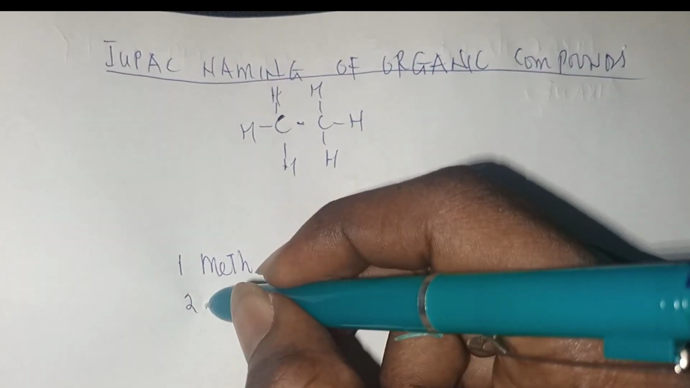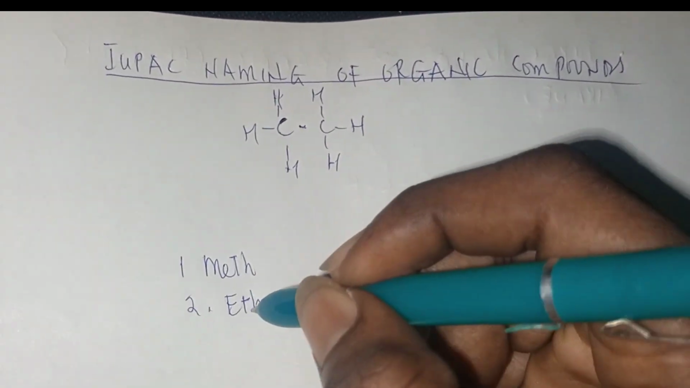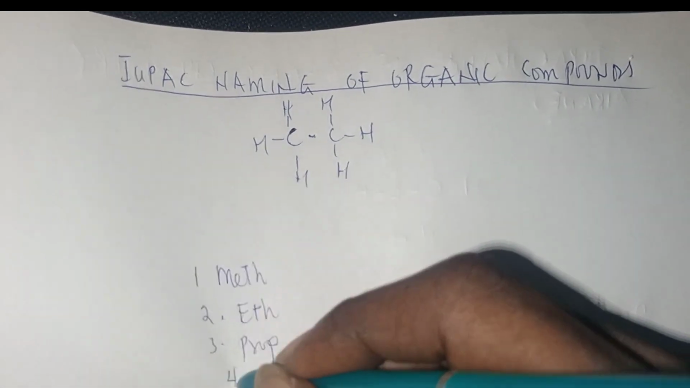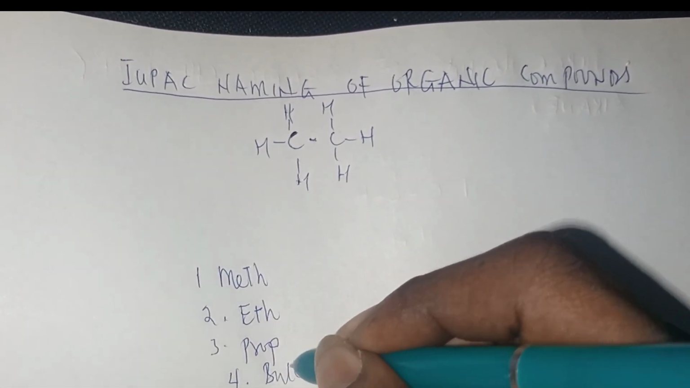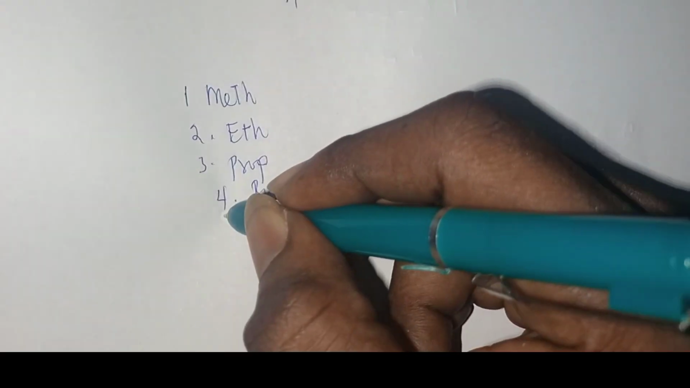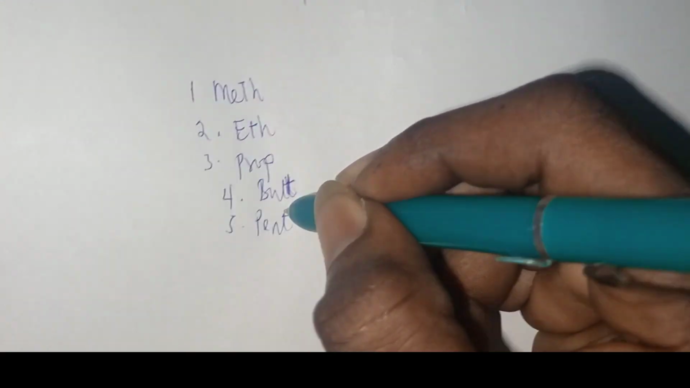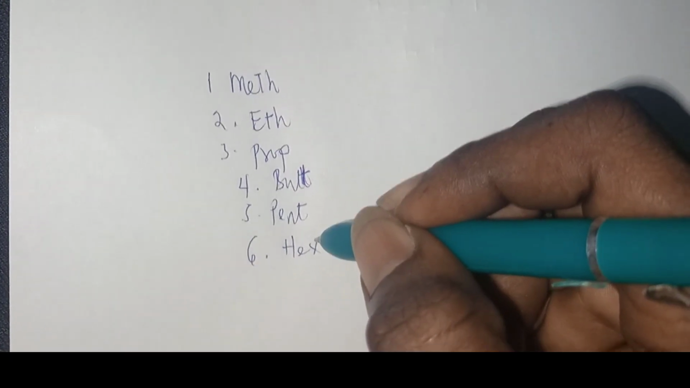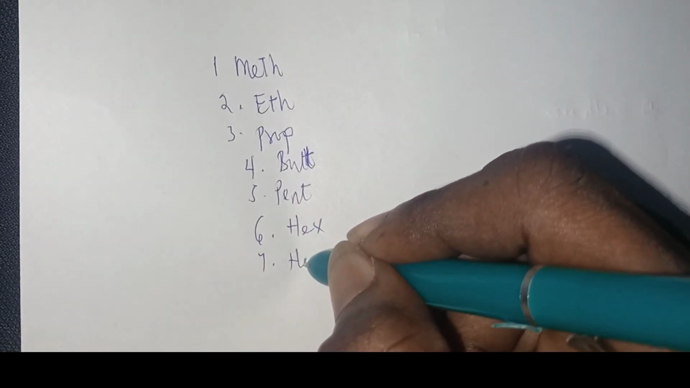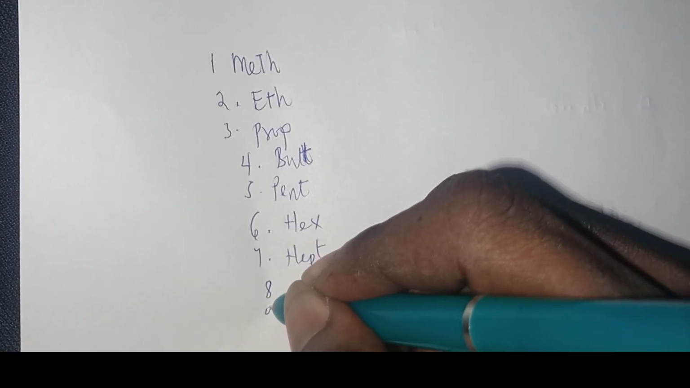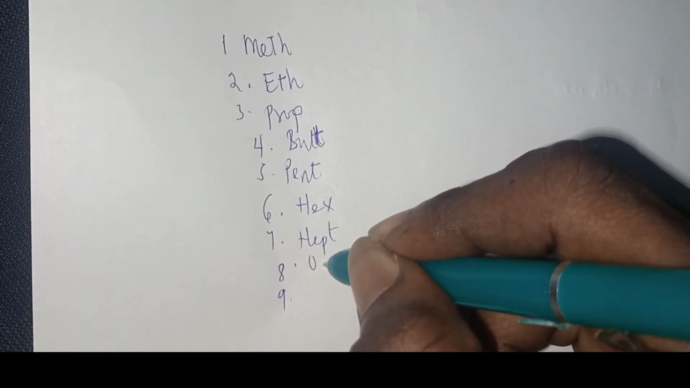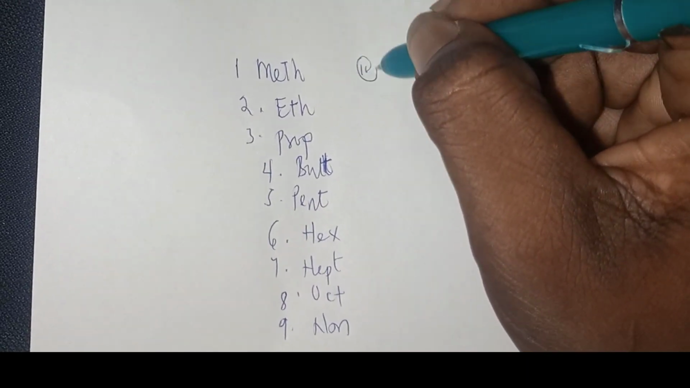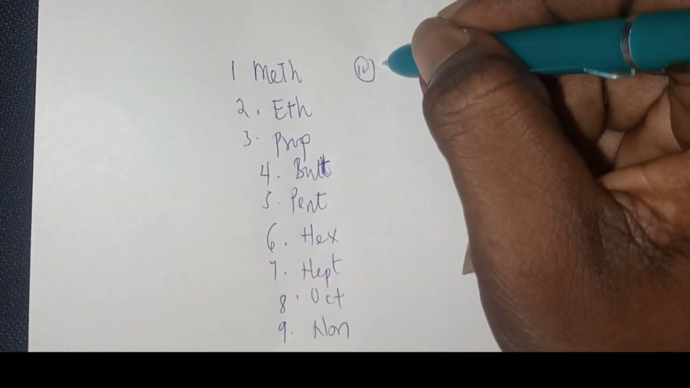If you have two carbons, you call that eth. If you have three, that's going to be prop. If you have four, that's going to be but. If you have five, that's pent. If you have six carbons, that's simply going to be hex. If you have seven, hept. Eight is oct. Nine is non. Ten is simply going to be dec.